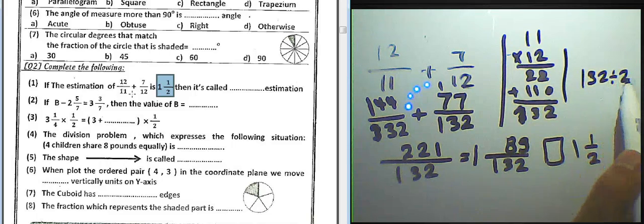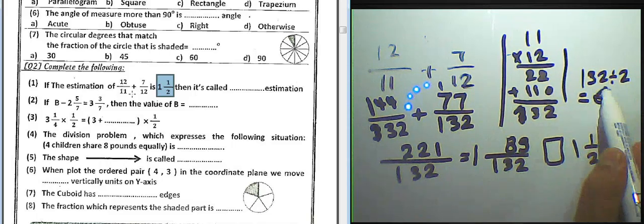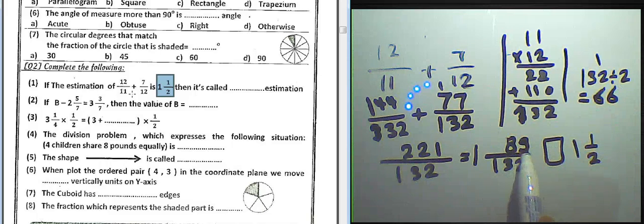132 divided by 2: 13 divided by 2 equals 6, and remember 1. 12 divided by 2 equals 6, so 66. So 89 is greater than half of 132. It will be greater than.